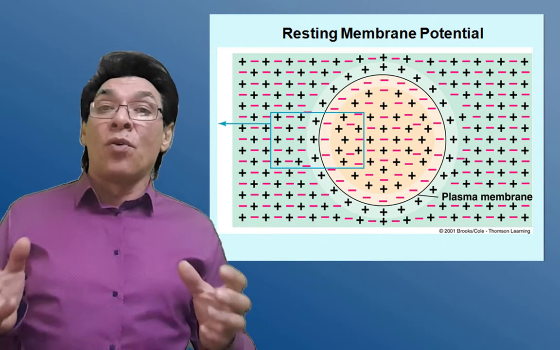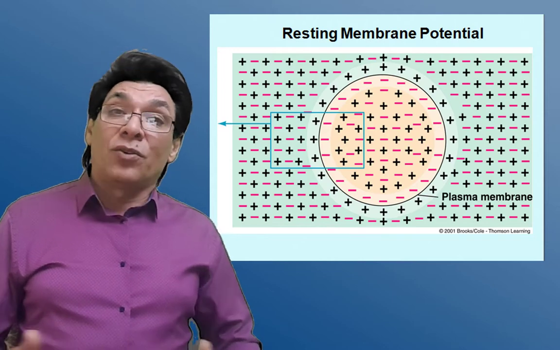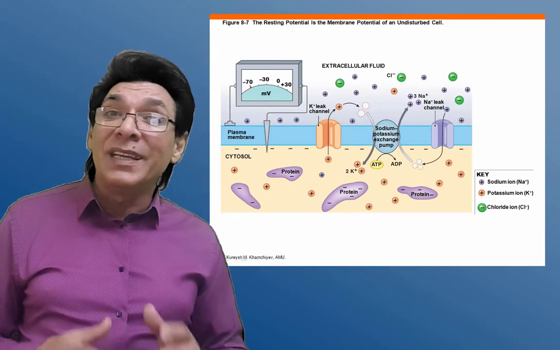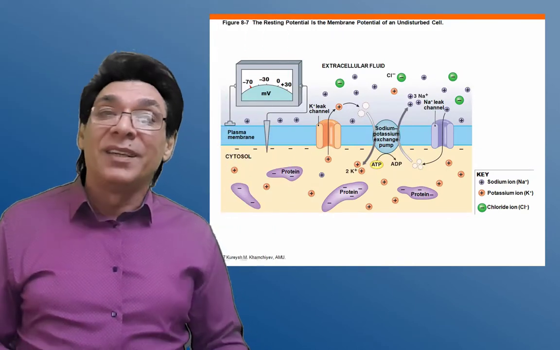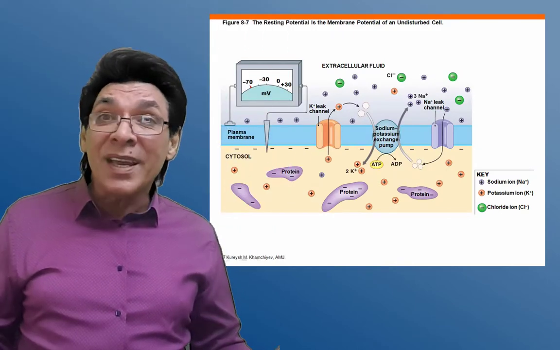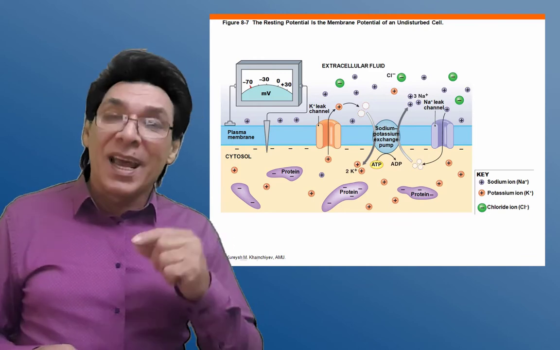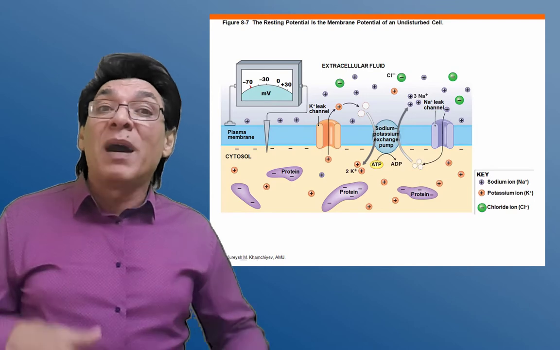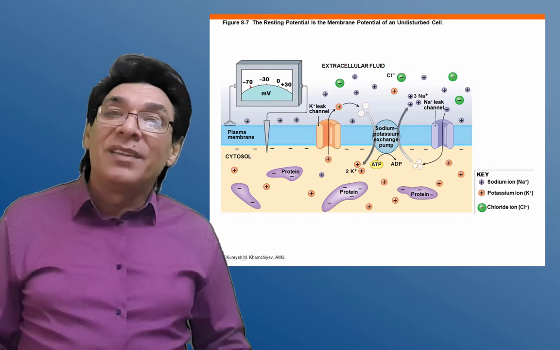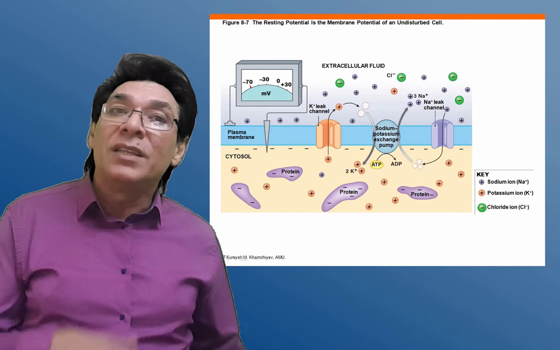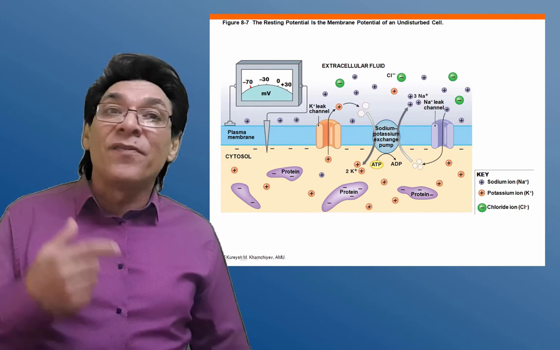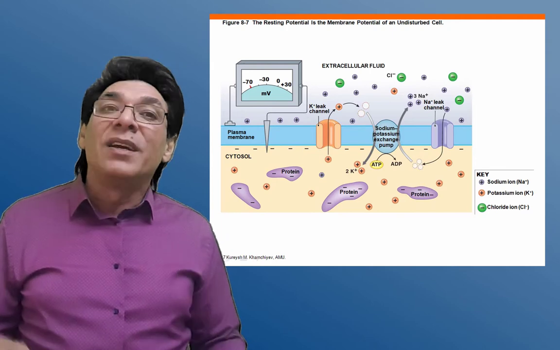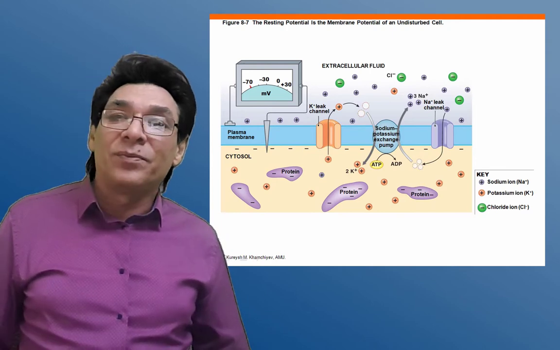Measuring charge across a membrane with a voltmeter. A recording electrode is inserted into the cell and the reference electrode is outside the cell. By comparing the charge measured by these two electrodes, the transmembrane voltage is determined. It's conventional to express that value for the cytosol relative to the outside.